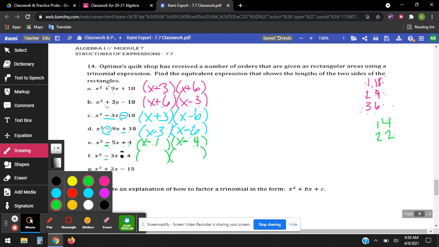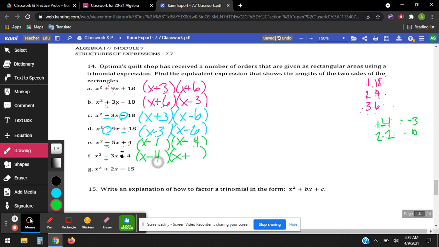So I'm going to have one of each. And over here, it's a negative 3, so I know my bigger number is going to be negative. So I'm going to go over here and go negative 4. Well, those two are the same, right? So negative 1 minus 4 is a negative 3. 2 minus 2 is 0. Oh, can't use that one. So I know it's negative 4 plus 1. Okay.